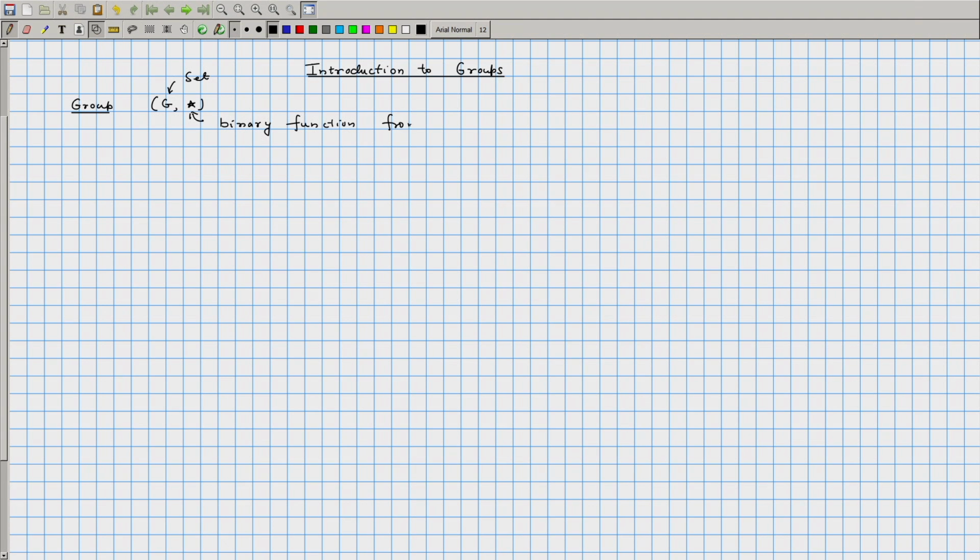from G cross G to G. So, it takes two elements, combines them and gives an element of the set. Okay. So, that makes it a valid binary operation, and this binary operation should have certain properties. The first property was it should be associative.